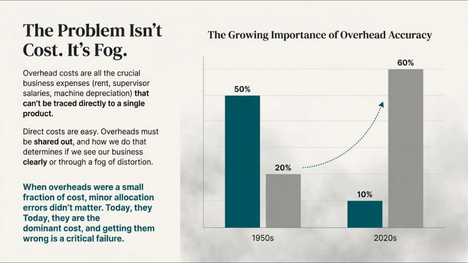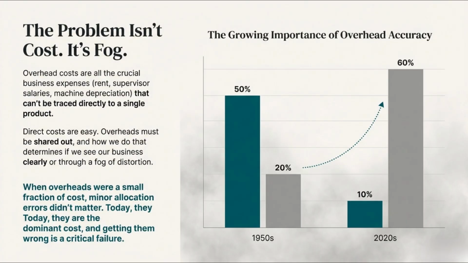Now, direct costs are easy. If you buy £20 of wood to make one chair, that £20 belongs to that chair. Simple. But overheads? They must be shared out somehow. And here's the critical point. How we share them out determines whether we see our business clearly or through what I call a fog of distortion. Look at the chart on this slide.